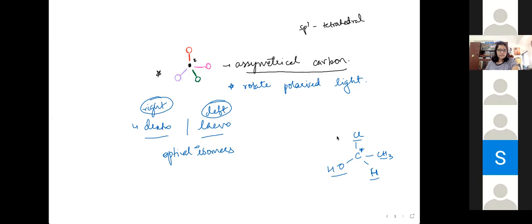Now this is not a hydrocarbon, but hydrocarbons can show optical isomerism. Suppose you have a hydrogen here, CH3 here, C2H5 over here, and C3H7 over here. All these 4 groups are different, which makes this an asymmetrical carbon. So that's how this particular alkane shows optical isomerism.